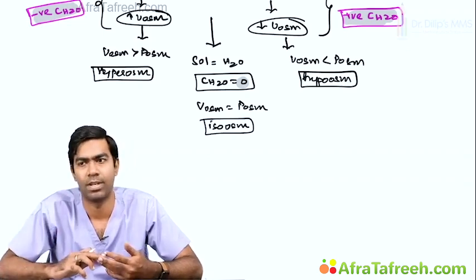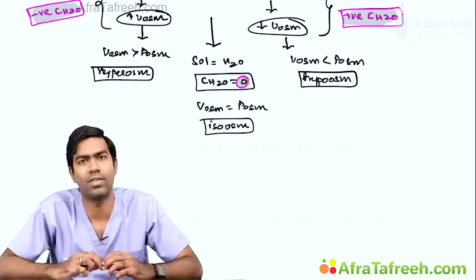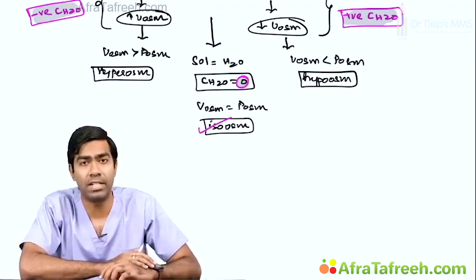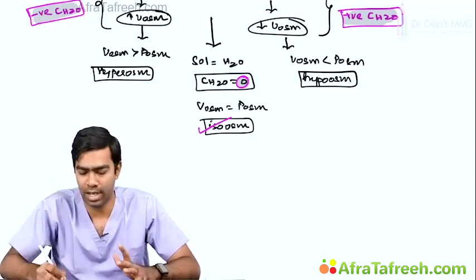Whenever you say free water clearance is equal to 0, you are producing an isoosmolar urine, and that can happen only in two states. A very common scenario where you get isoosmolar urine, with no urinary concentration or dilution at all, is when you use loop diuretics. Very, very important point. Loop diuretics will produce isoosmolar urine only. That's the next concept we are going to discuss.